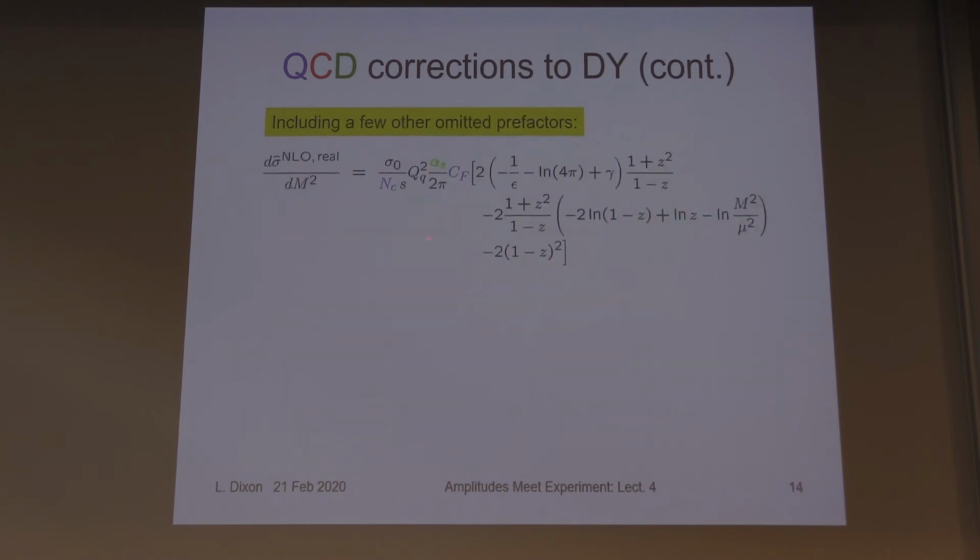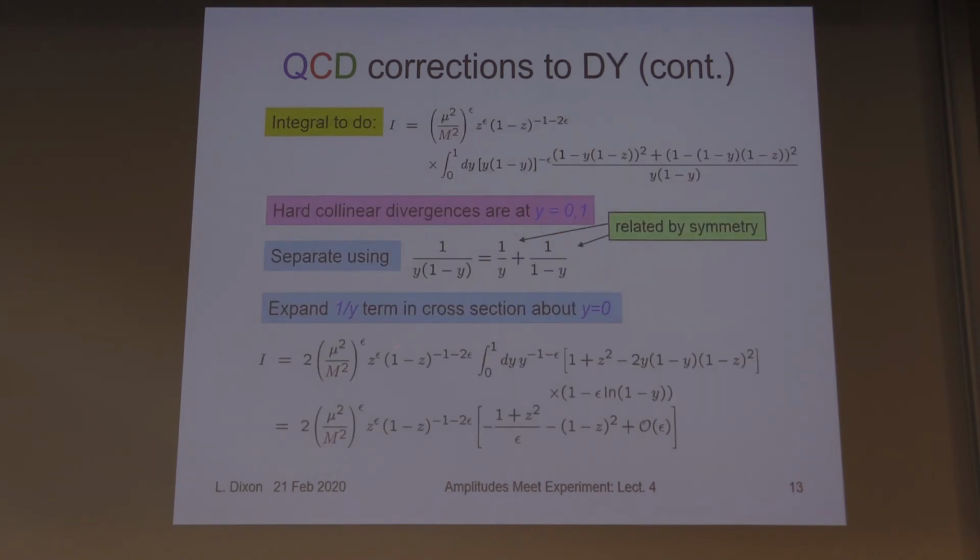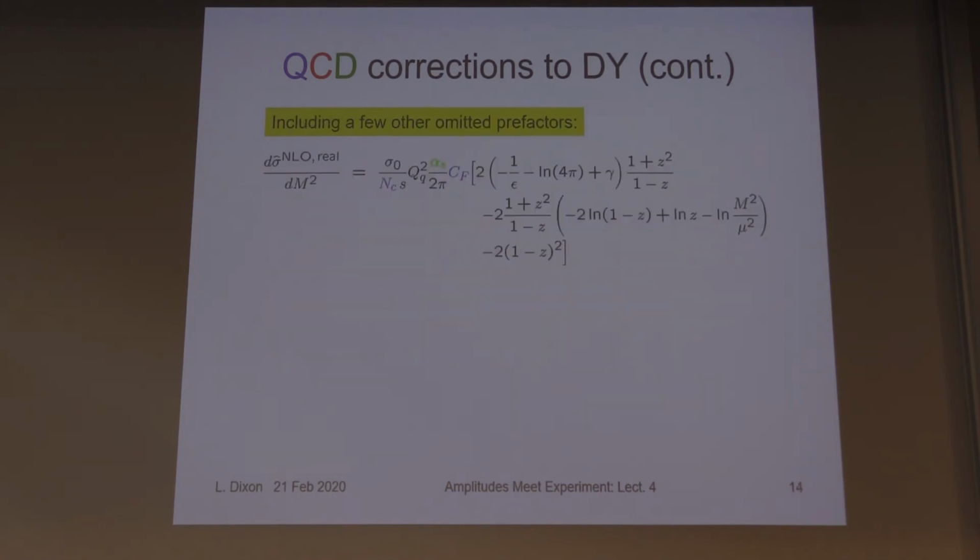There were some of these color prefactors and so on. Putting them back in, here's that singular term with a 1 plus z squared in it and a 1 over 1 minus z from here. And that might look familiar to people who remember the P_qq leading order splitting kernel. And then there's some more contributions from expanding things out past the 1 over epsilon pole that show up here.